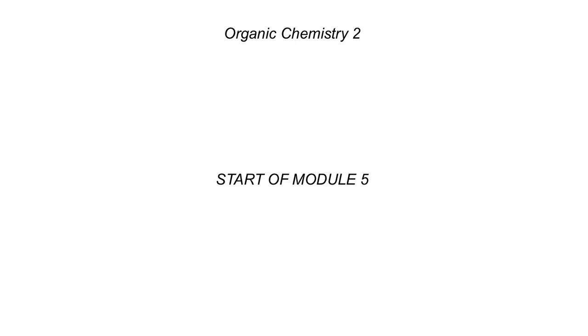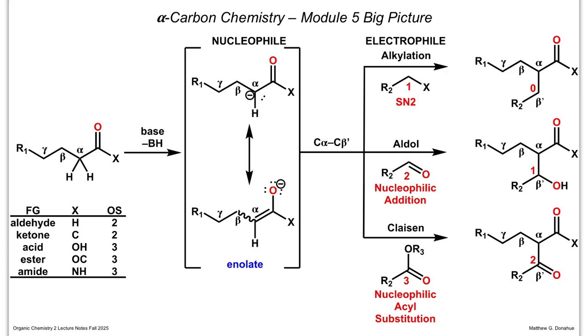So this module 5 is dealing with the alpha carbon. And so we're going to learn basically the formation of carbon-carbon bonds. And there'll be a little bit of a connection to biochemistry and how nature does this. And then that's our transition into the module 6. So the big picture of this, as I said, is chemistry at the alpha carbon. And let's just start over to the left of this slide.